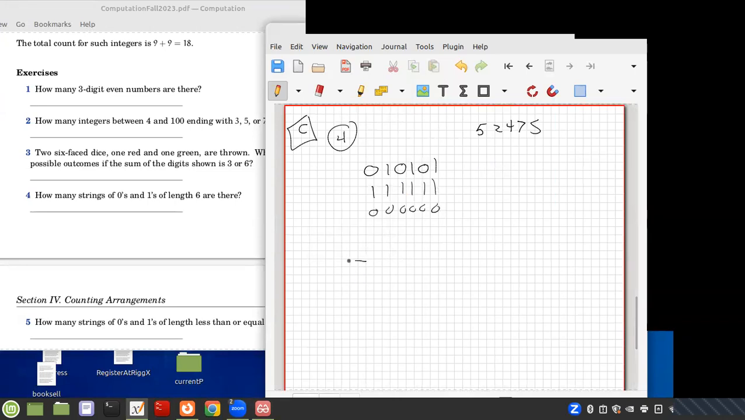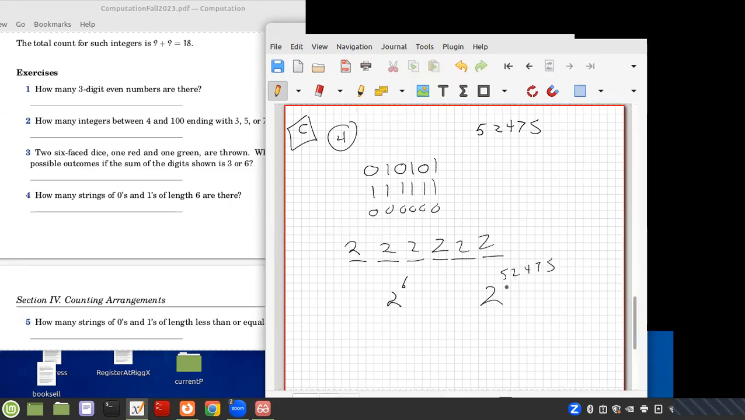Well, you have six slots, right? For the first slot, you have 2 choices, a 0 or 1. For this one, you have 2 choices, 2 choices, 2 choices, 2 choices, 2 choices, right? So the answer is going to be 2 to the 6th power, because these are independent choices, so they multiply. Now, if you had 52,475 ones and zeros, the answer would be 2 to the 52,475.